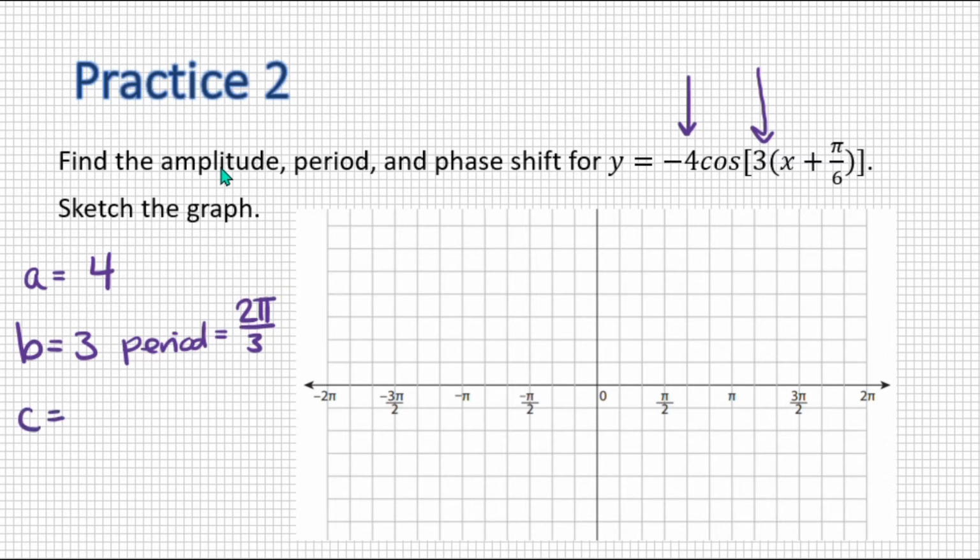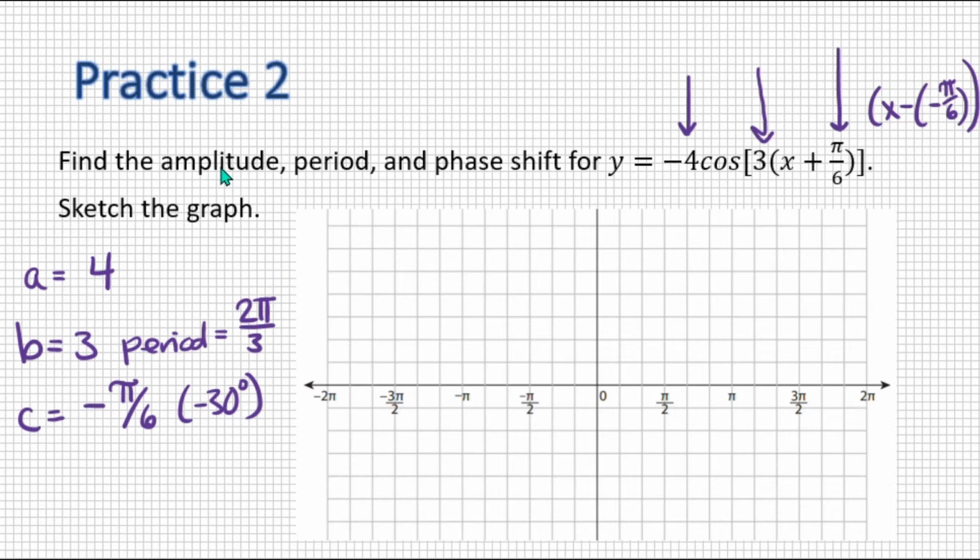The phase shift, I see that it is positive, which tells me that it had been x minus pi over 6 to make that situation true. So my phase shift is negative pi over 6, which is negative 30 degrees if you need to think about it in degrees. So that's the first part of the question.